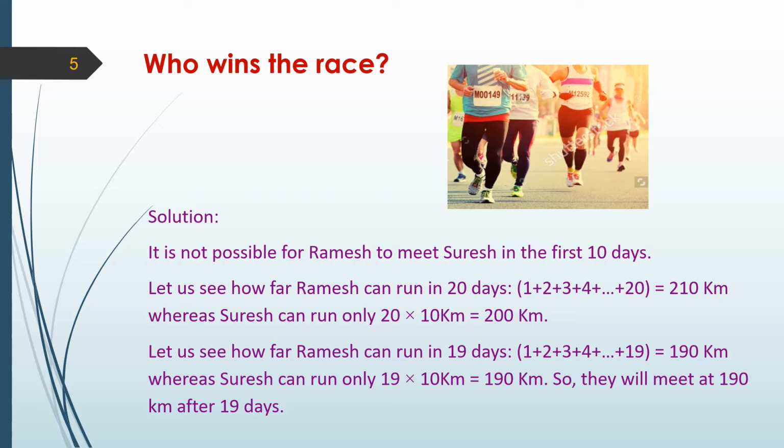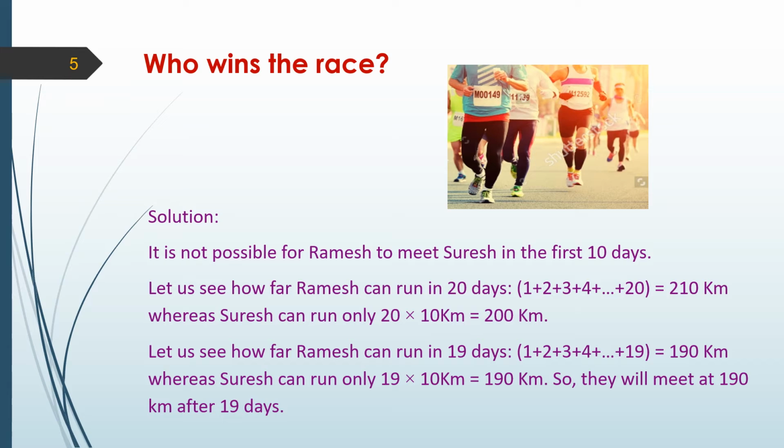And based on that, they can find that Ramesh will run 1 plus 2 plus 3 plus up to 10, which is 55 kilometers, whereas Suresh will run 100 kilometers, so they will not meet. It's not possible for them to meet in the first 10 days. This is for the first question. But the second one is, will they ever meet?